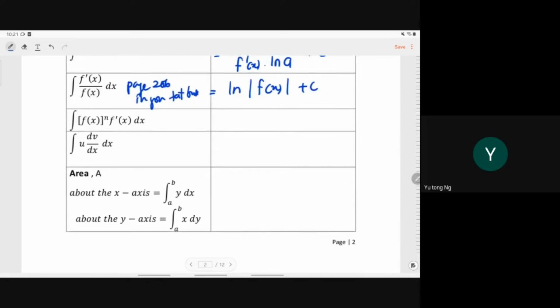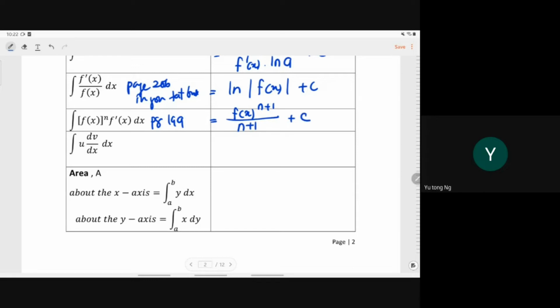Secondly, you might have f(x) to the power of n multiplied with f'(x). This one is also in your textbook, on page 199, so that it is easier for you to refer. The product is f(x) to the power of n plus 1, over n plus 1, plus c.